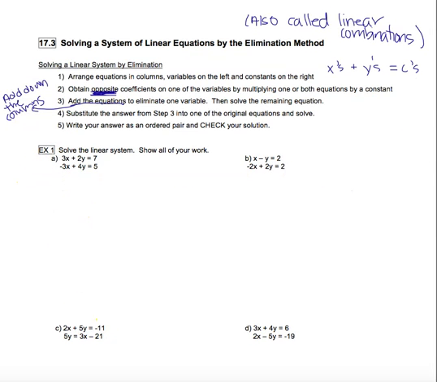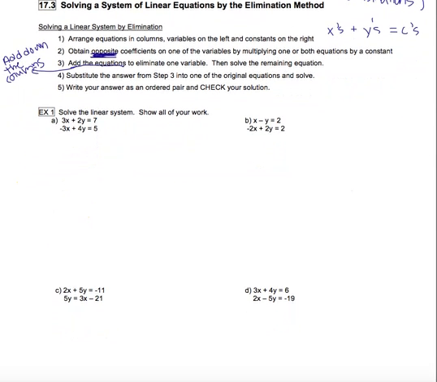Example 1. First step, arrange equations in columns, variables on the left, constants on the right. So if I look at my 2 equations, both of them have x's, then y's, and on the other side they have the constant. So in this case, step 1 is already done. So already arranged in columns.